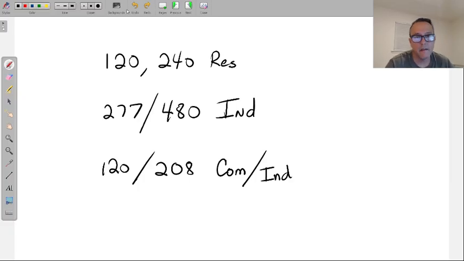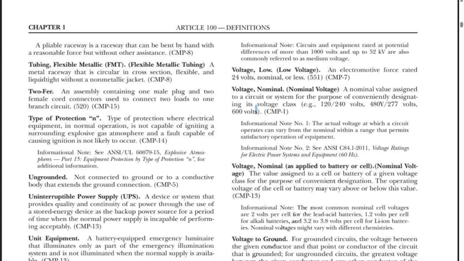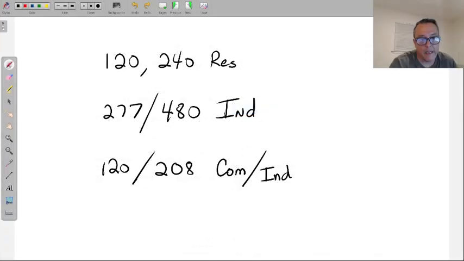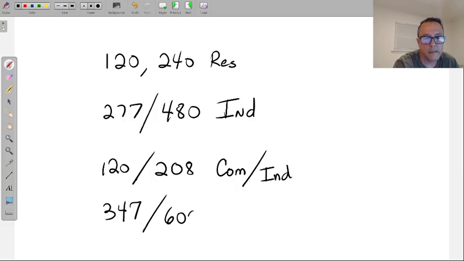In fact, there are some that are even higher than that. If you'll notice, there is 600 volts here as well. There's a 600 volt also, which they don't have it here, but the counterpart to 600 volts is 347 and 600, and this would be absolutely only industrial.